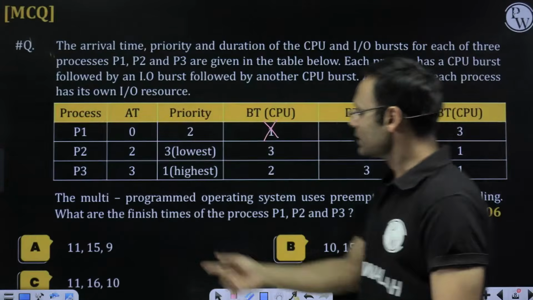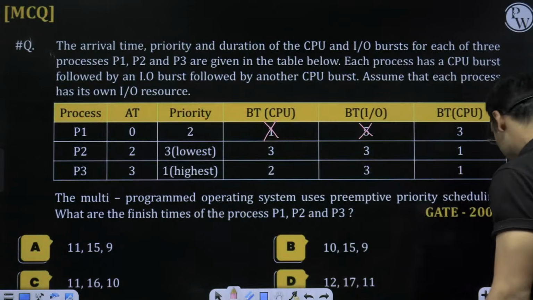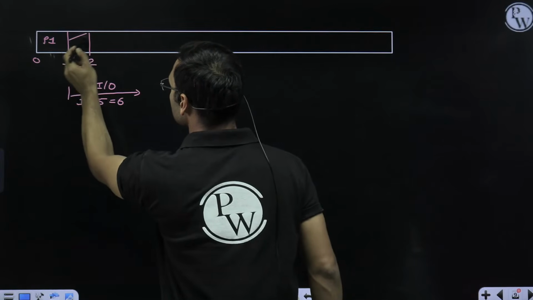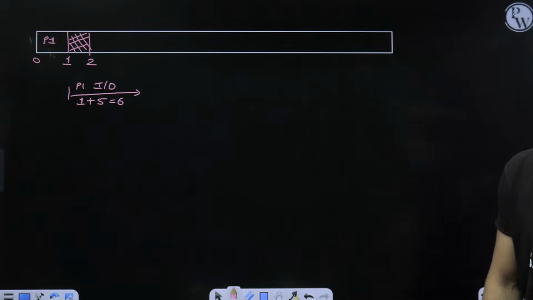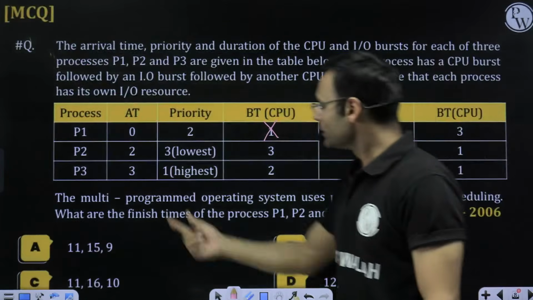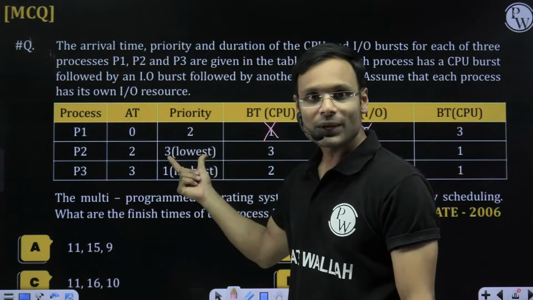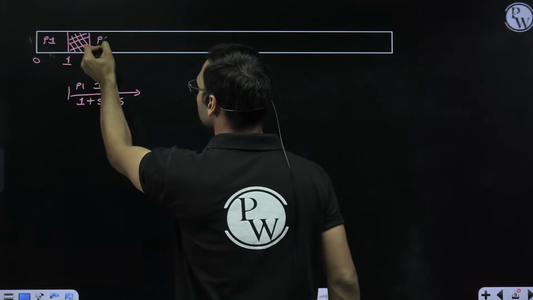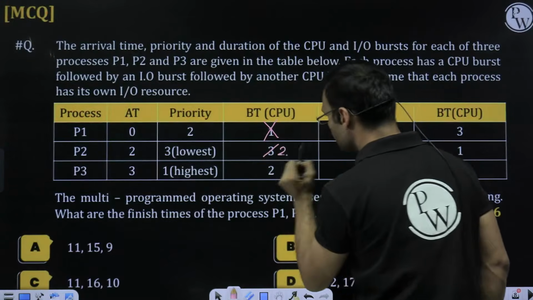Why? Look at this. Next process arrives at 2, P2. So 1 to 2, there is no process. CPU is idle. Now at 2 time unit, P2 arrives, which is the lowest priority process. I don't care. I will schedule it for 1 time duration till 3. Its remaining time is just 2.